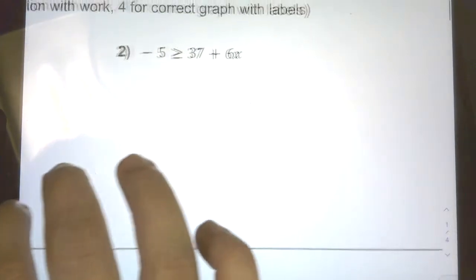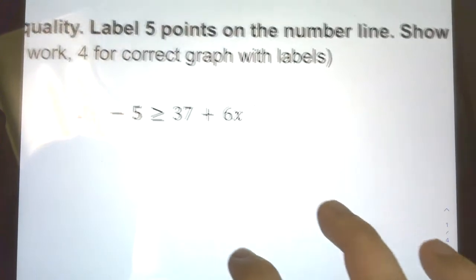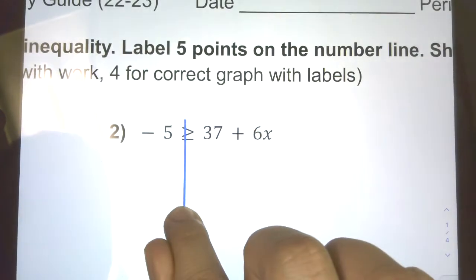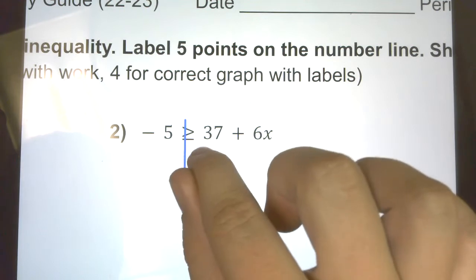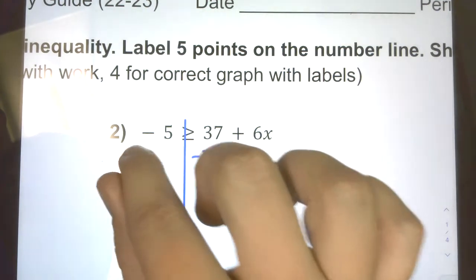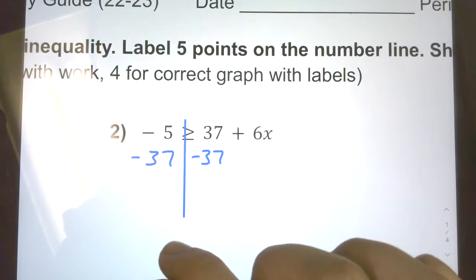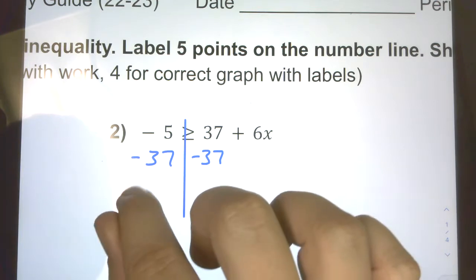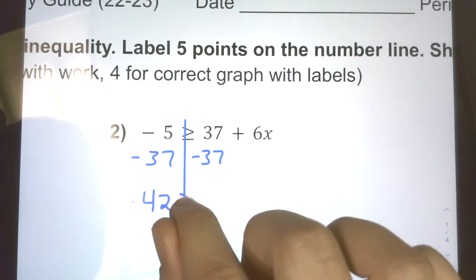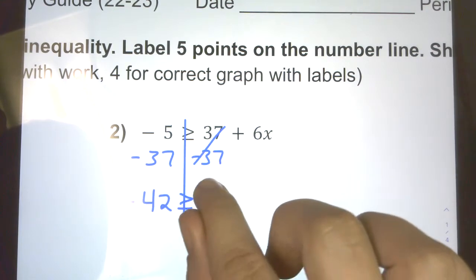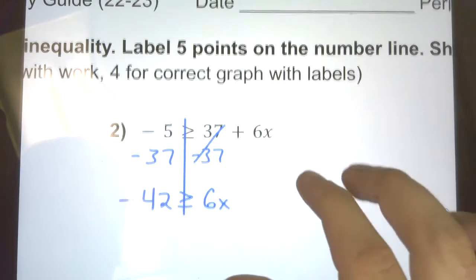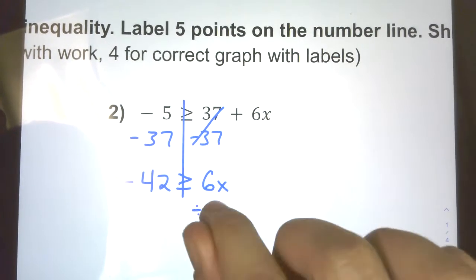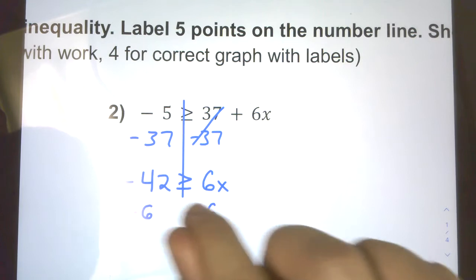Number 2, I'm going to start by splitting this up at the inequality sign. I'm going to then subtract 37 on both sides. By the way, I remembered my calculator from school, so I'm going to take negative 5 minus 37 on my calculator. Gets me a negative 42 greater than or equal to 6x. From here, I'm going to divide both sides by 6.